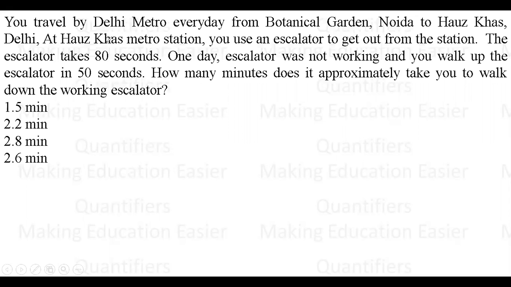So it's given that you travel by Delhi Metro every day from Botanical Garden, Noida to Hauz Khas, Delhi. At Hauz Khas Metro Station, you use an escalator to get out from the station. Now, escalator takes 80 seconds. So what this basically means is that if we use the escalator, I mean, escalator alone is moving now. Person is not moving, escalator alone is moving. So escalator will take 80 seconds.